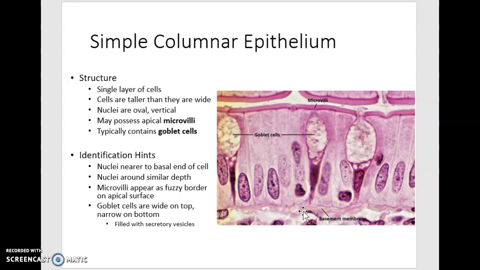So remember that the nuclei are nearer to the basal end of the cell. The nuclei are at similar depths. And the microvilli appear as a fuzzy border, so you're not going to see the individual strands of the microvilli. The goblet cells are wide on top and narrow on bottom, and they're filled with secretory vesicles.